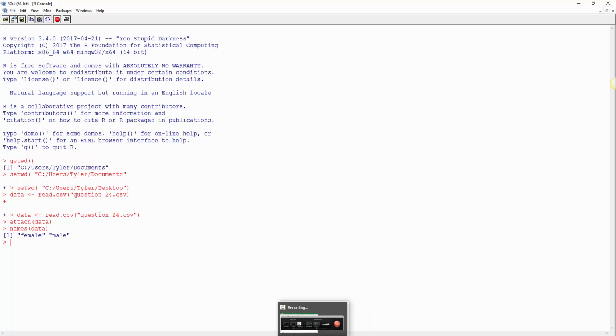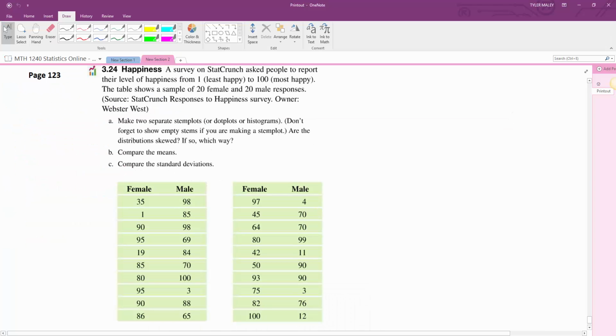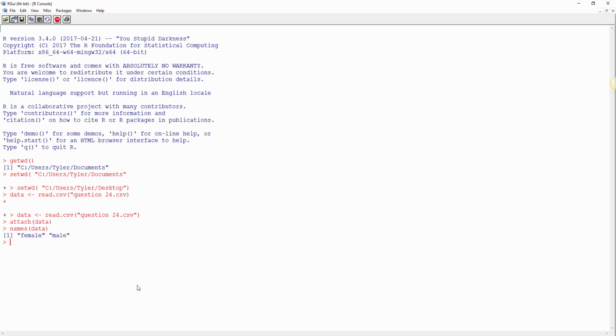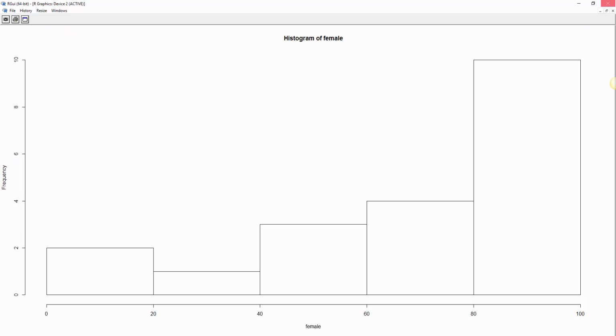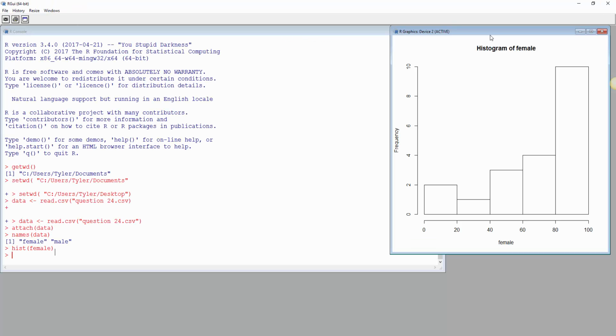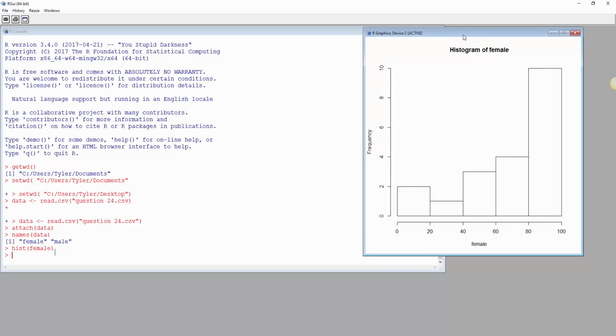So if we go back to the question, what we were asked to do is we could do stem plots, dot plots, or histograms. So I'm going to do histograms. If I do histogram of female, then I have that here. So this is what the histogram of the female looks like. We want to know if anything is skewed, and this is definitely skewed.